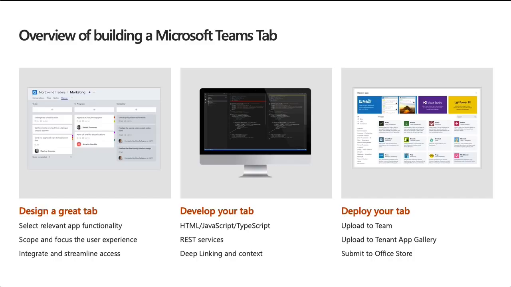Once you've built your application, you're going to deploy your tab. And the way you do that is you're going to upload it directly to a Microsoft Teams team, or you can upload it to a tenant app gallery. And that's going to be a gallery where anybody within your organization will be able to install things inside that gallery. Or you can even deploy this to the Office store, and that's going to give us the ability to share our application with other people outside of our tenant.